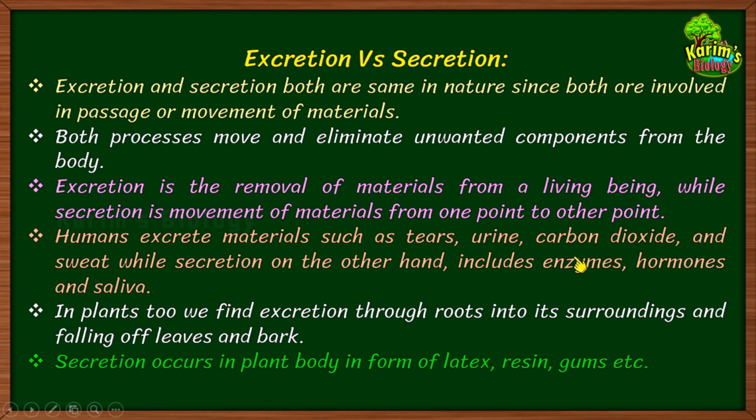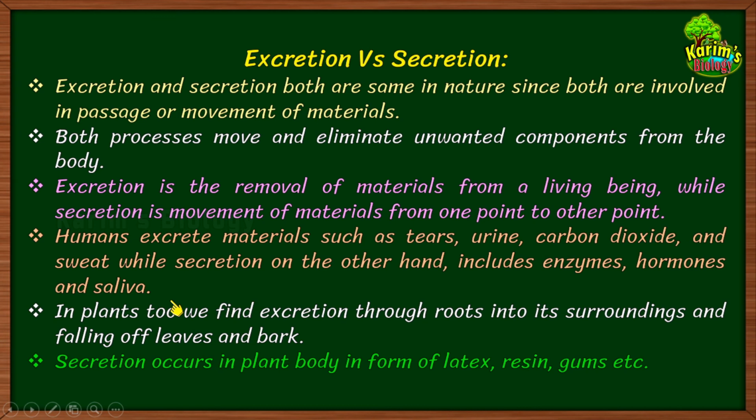Whereas secretion includes enzymes, hormones and saliva. You know, we have salivary glands. We have 3 pairs of salivary glands. The ducts of the salivary glands open into our oral cavity, and from the salivary glands, the liquid saliva will be moving into the mouth. That's why it is called secretion.